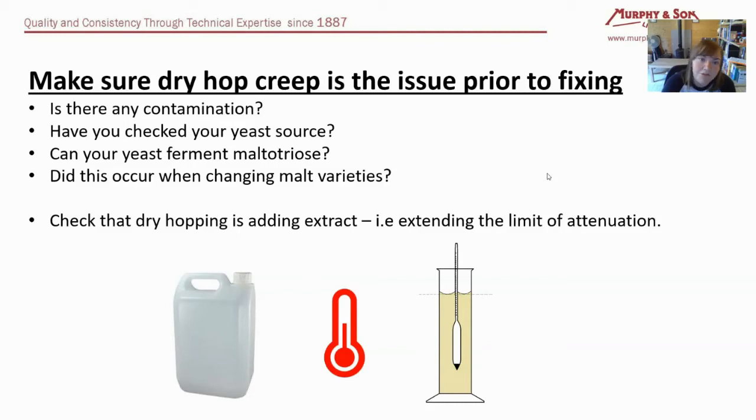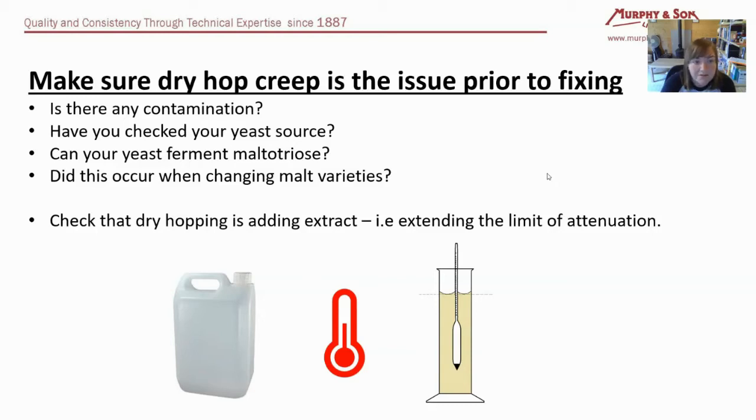Maybe the strain that you were using before was maltotriose negative, so it's just something else to consider, that some yeast can metabolize different sugars. Did this occur when changing malt varieties? Consider what sugars are available at the beginning.